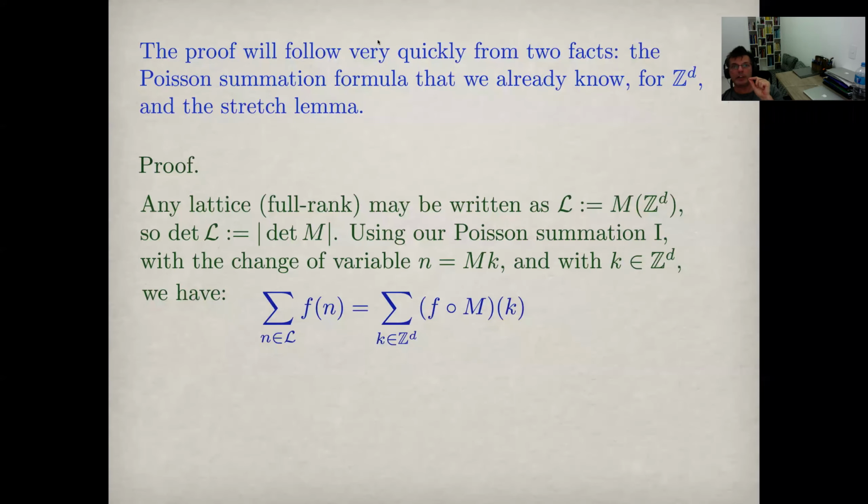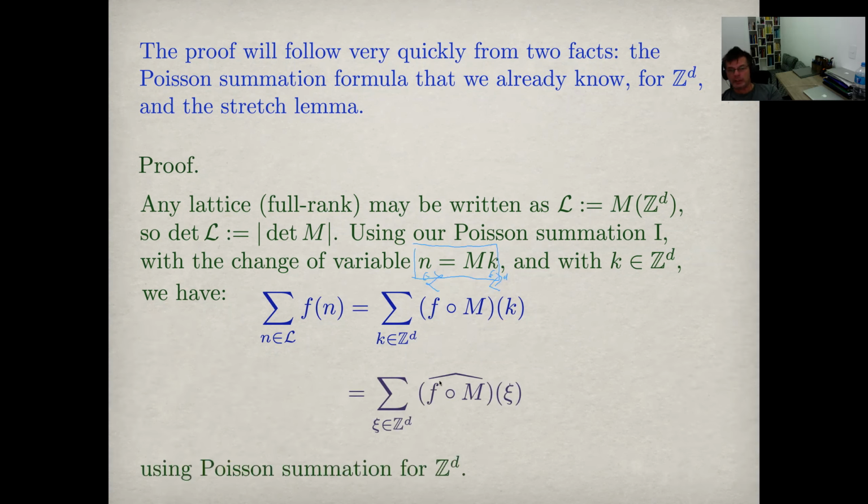So let me annotate here for you. When we set n equal to M times k, n runs through the lattice, and k runs through the integer lattice. And so as k runs through the integer lattice, n runs through the lattice. And using this change of variable, we have the line here that we wrote next. And now we can continue. Now we use Poisson summation just for the usual integer lattice. So that's this next step, the usual Poisson summation that we already had before.